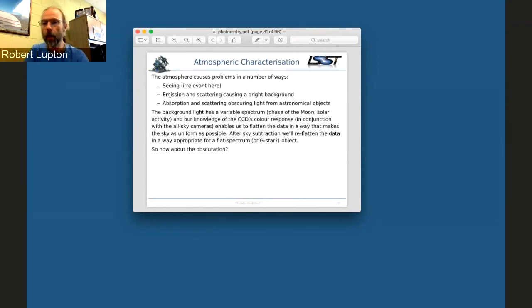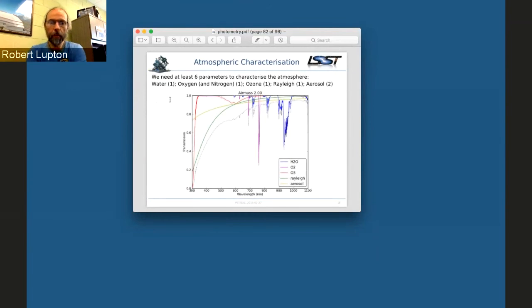So what about the obscuration? The bright part of the atmosphere is dealt with, removed, and now we have to deal with obscuration. So I would remind you, here's a picture of the atmosphere, and I'm afraid I forget who made this. If they're on the phone, let me know and I'll give you a credit. There are components from the water, the oxygen, there is some from the nitrogen, at a very low level, the ozone, the Rayleigh scattering, and the aerosol terms. And these are all one parameter, except the aerosol is two.